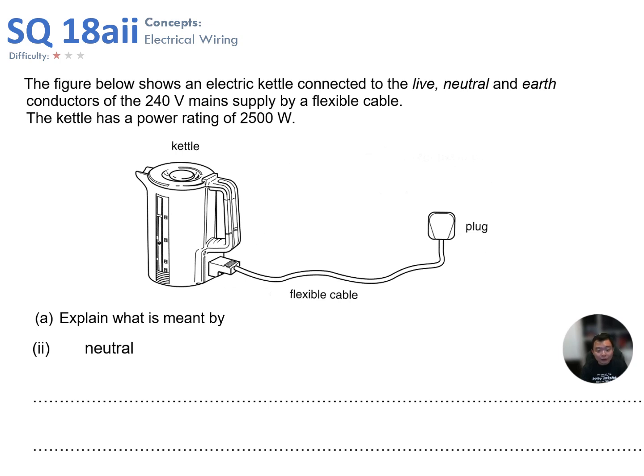Now, what is meant by neutral? The neutral wire means that the potential of the wire is at 0 volts.